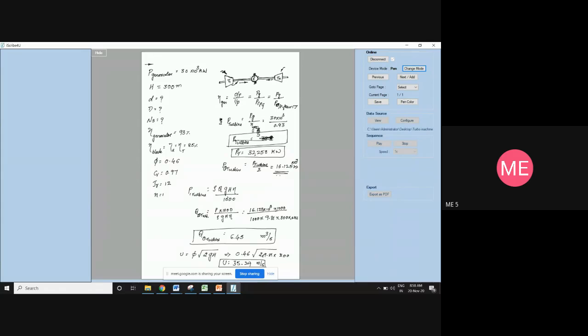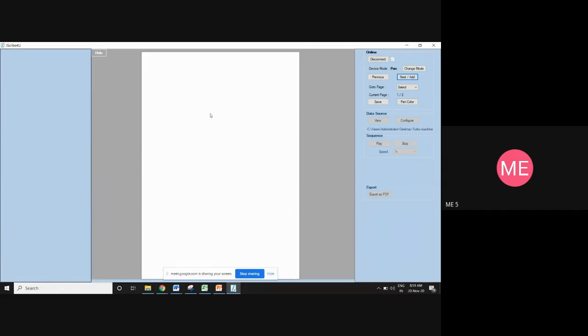Once U is finished, we'll go to the next sheet. If U is known, how do we find D? You know the formula, no? The formula for U is equal to pi d n by 60. So this is one formula. Can I use this formula right now?